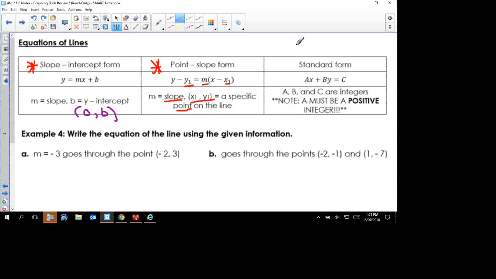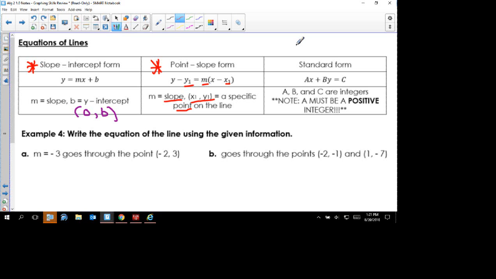How can we remember that? If I had a point and I had the slope, how could I remember I use point-slope form? Come on, answer the question. What? So there's a point and the slope, and it's called point-slope form. Use that one. If you have the slope and the y-intercept, what would you use? Slope-intercept form. Okay? So you know which form to use by the information that you're given.